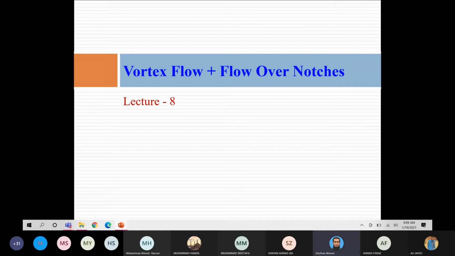Have any one of you heard about the term vortex? What do you mean by vortex? Kabhi vortex ka naam suna hai?